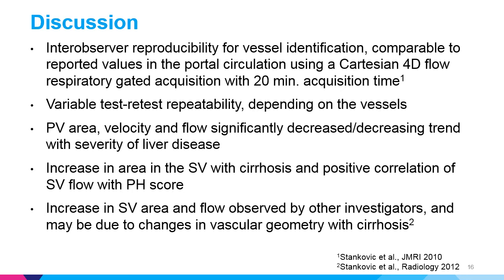The increase in the area in the splenic vein with cirrhosis and positive correlation of splenic vein flow with PH score are in accordance with observations by other investigators. These increases in splenic vein area and flow may be due to changes in vascular geometry with cirrhosis and portal hypertension.